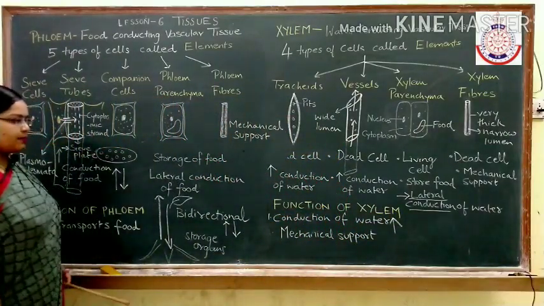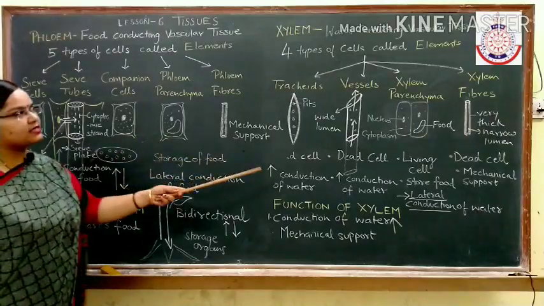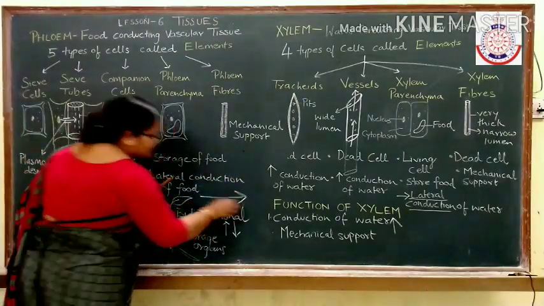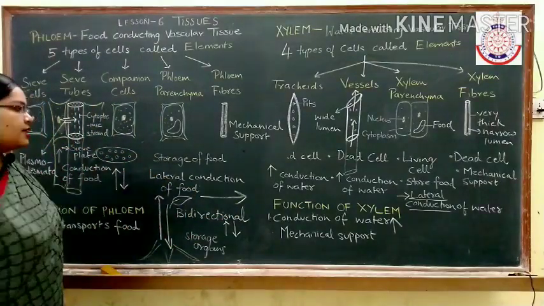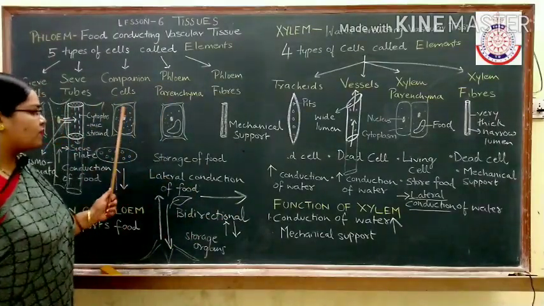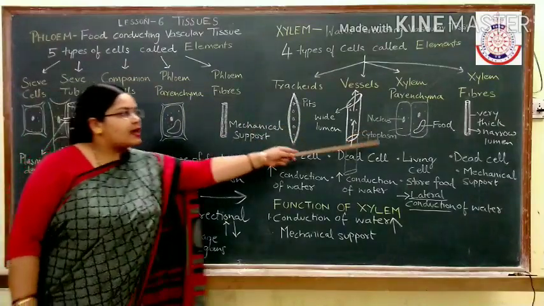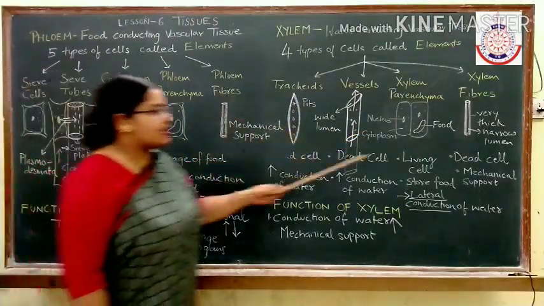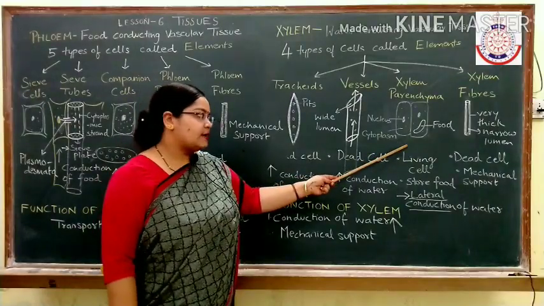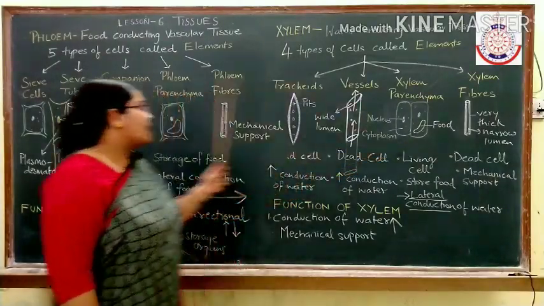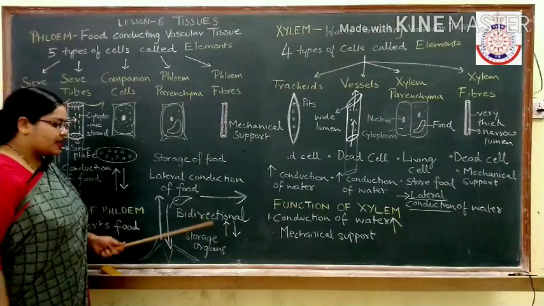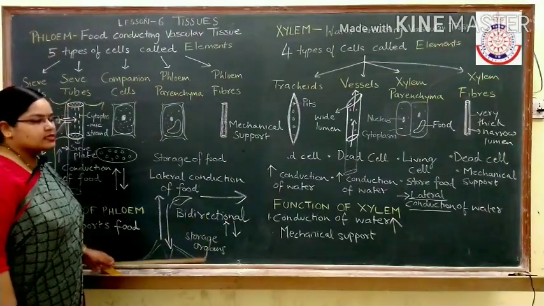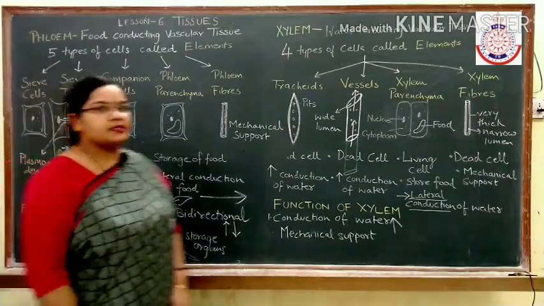And in both cases, xylem and phloem, lateral conduction, meaning sideways conduction of food and water, takes place with the help of xylem parenchyma and phloem parenchyma. Xylem parenchyma helps in lateral conduction of water, and phloem parenchyma helps in lateral conduction of food. With this, complex permanent tissue is complete.